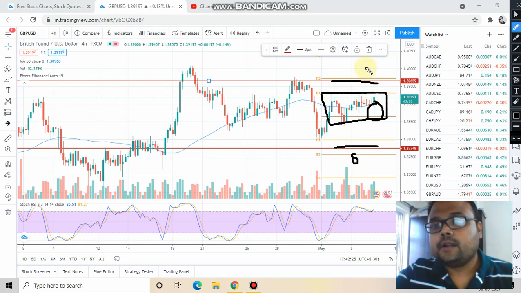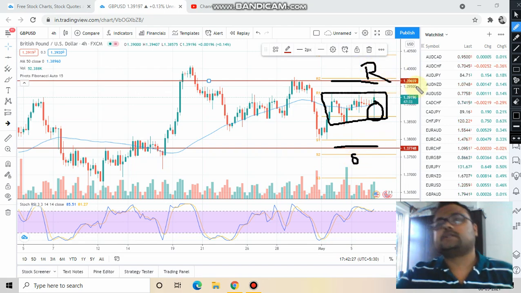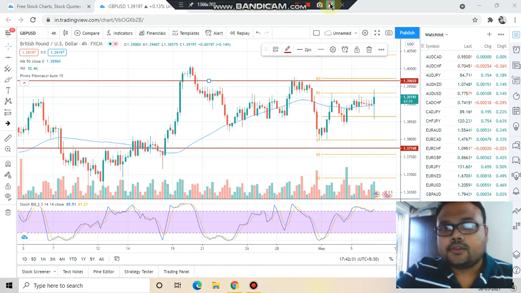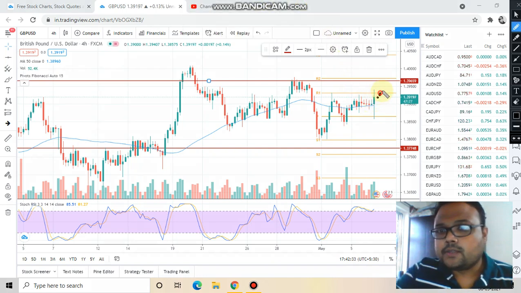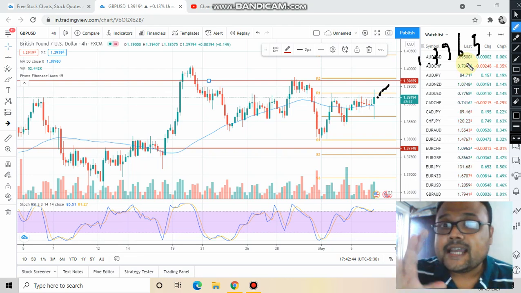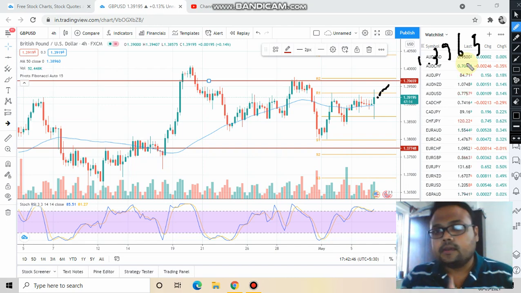This is the support and this is the resistance. So let's wait and watch. If price goes up and hits the 1.3965 level, then just observe the price. Just try to understand the market psychology. Understanding the market psychology is the main thing. Just try to observe the price.